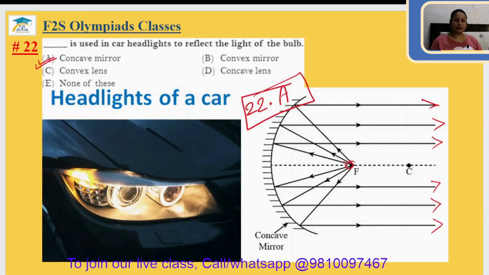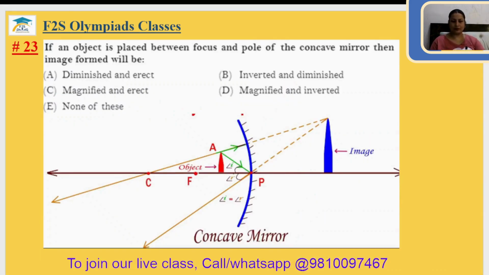Question number 23. If an object is placed between focus and pole of a concave mirror, this is your focus, this is your pole, then the image formed will be, if we place an object between focus and pole, you can see the image will be formed behind the mirror and it will be magnified, meaning bigger than the actual size, and it will be erect also. So magnified and erect, option C. The 23rd answer will be your option C.